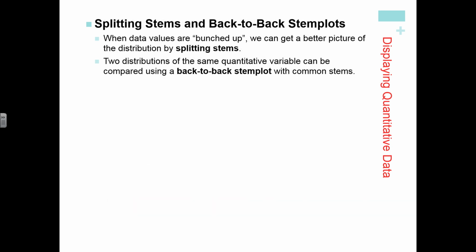Now, we also could do what we call a splitting stem. A splitting stem is used when you have a whole bunch of data values that are really bunched up together, or when you have a smaller data set. It helps you to better see the shape of the data.